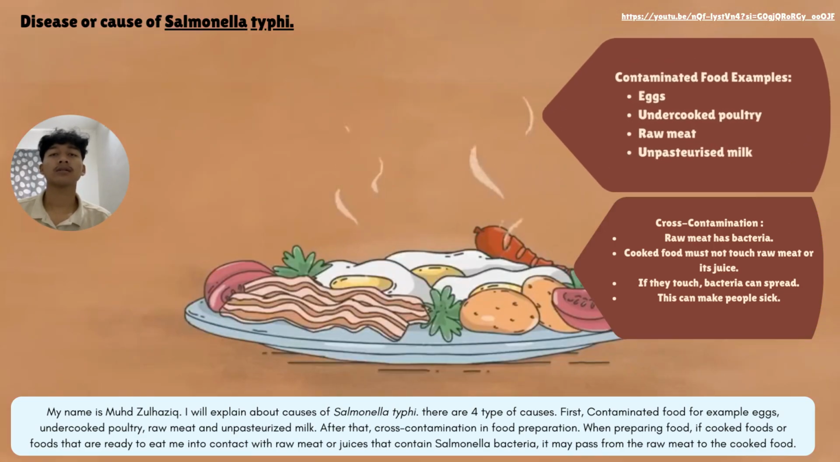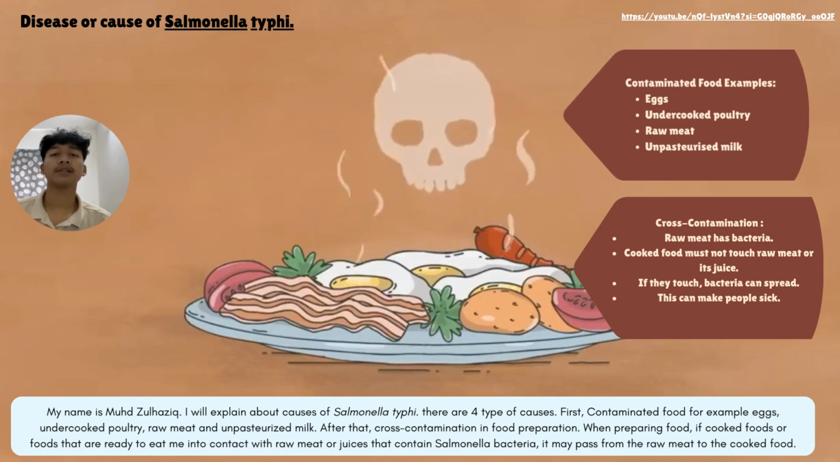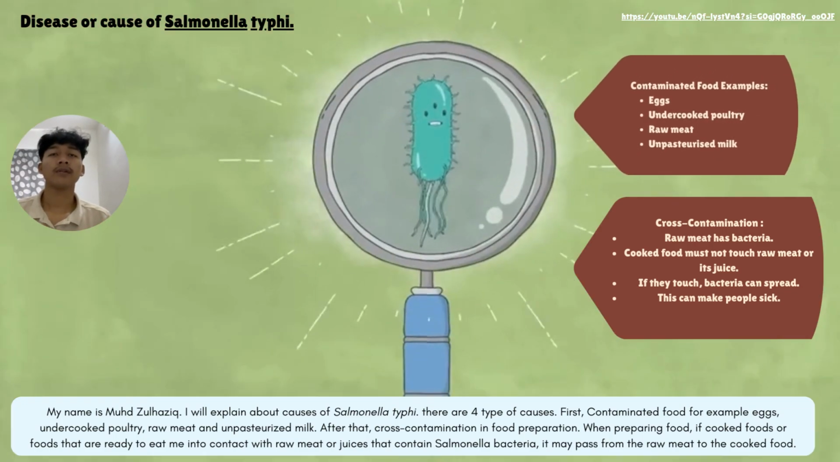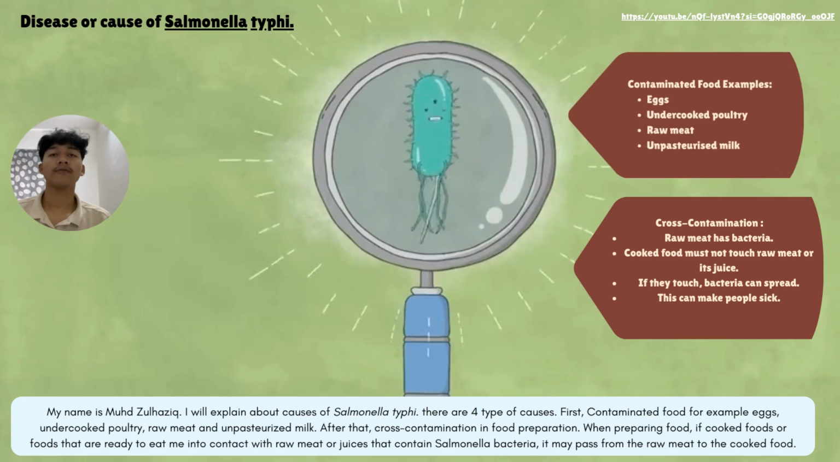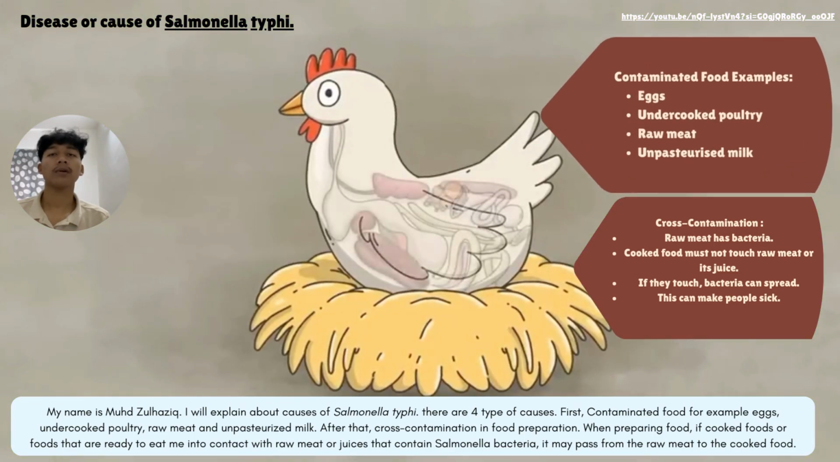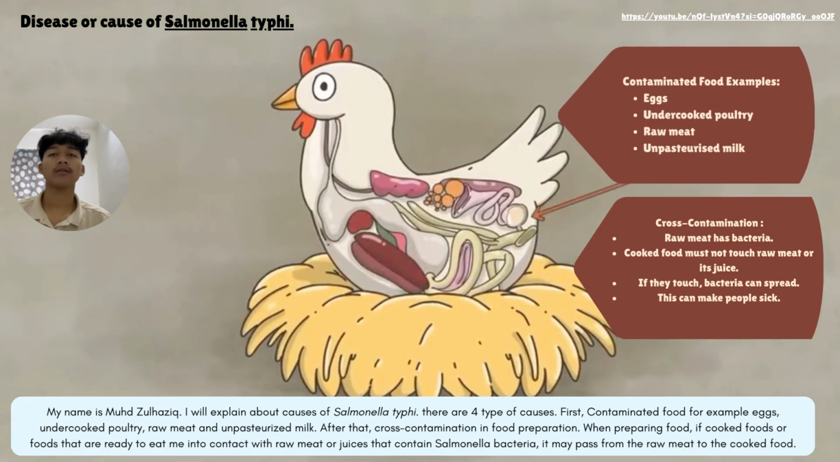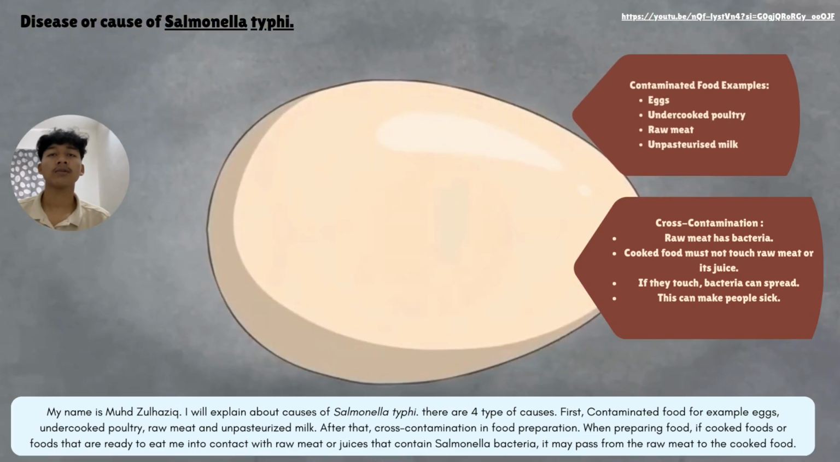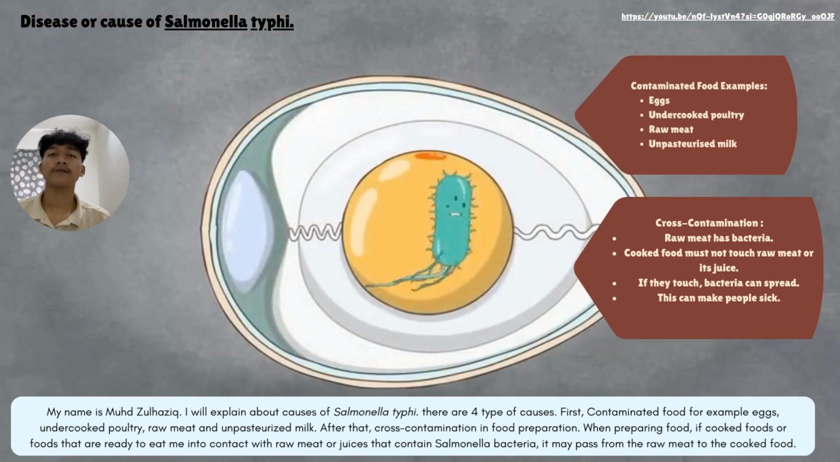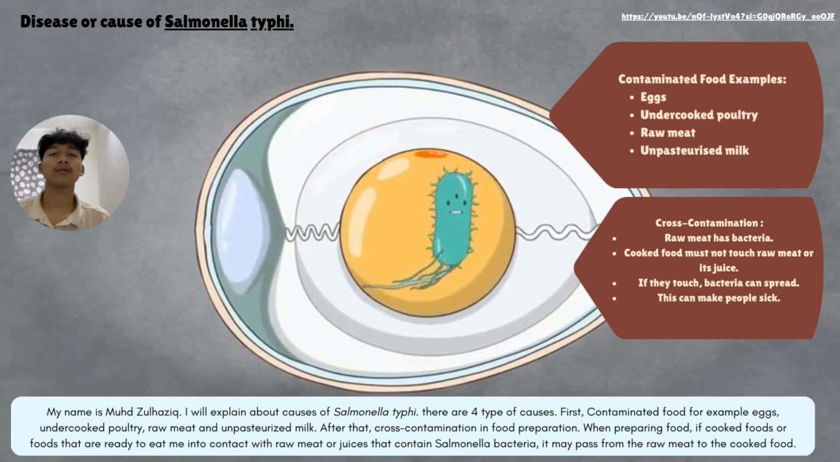Next, cross-contamination in food preparation. When preparing food, if cooked food or food that is ready to eat comes into contact with raw meat or juice that contains Salmonella bacteria, it may pass from the raw meat to the cooked food.